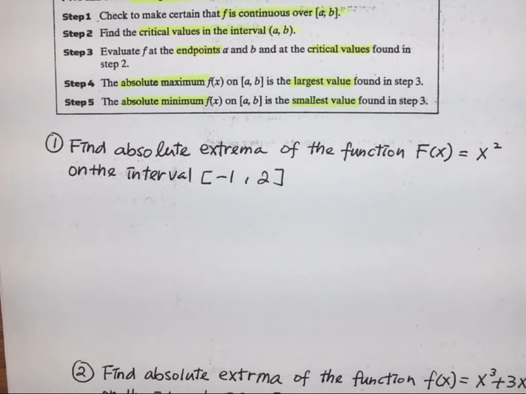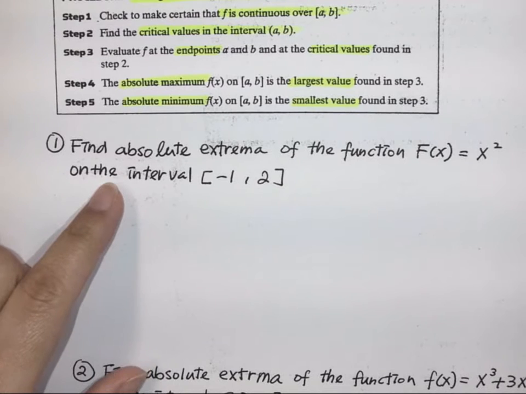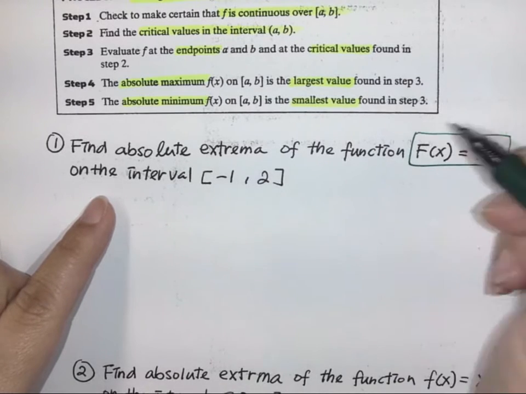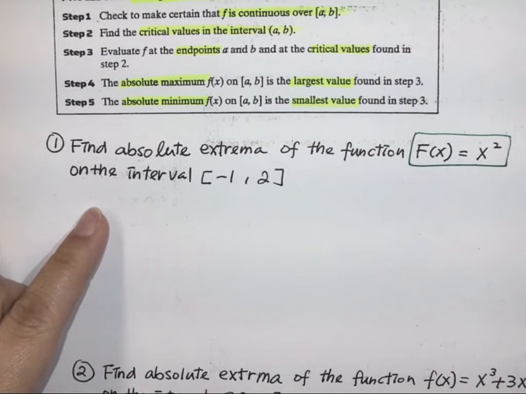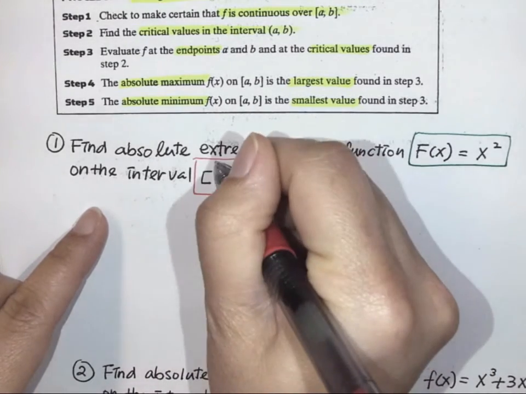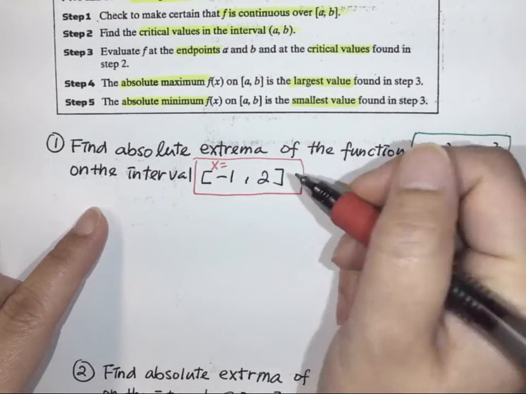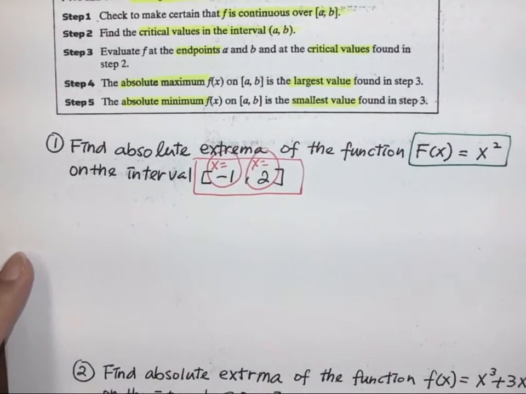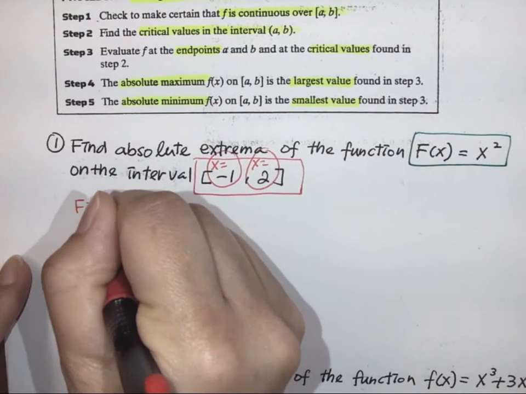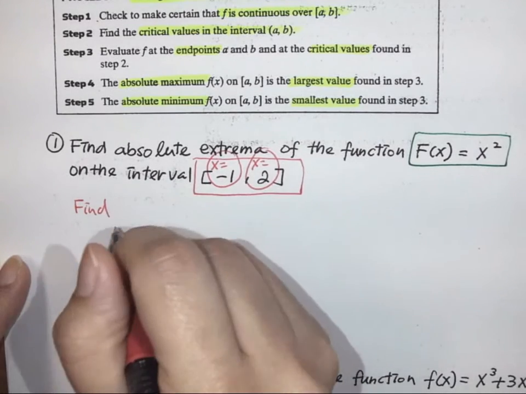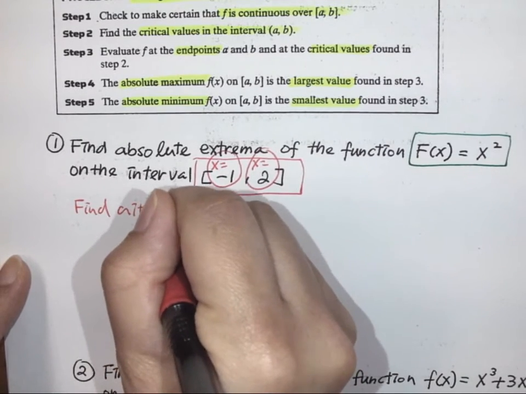So we have a function here, and we want to find the absolute extrema of the function. My function is f of x equal to x squared. It's just a regular parabola, right? They give you the closed interval, which means my endpoints are x equal to -1 and also x equal to 2, right? So those are my endpoints, but I also need to find the relative maximum or minimum using the critical value, right? So find critical values.